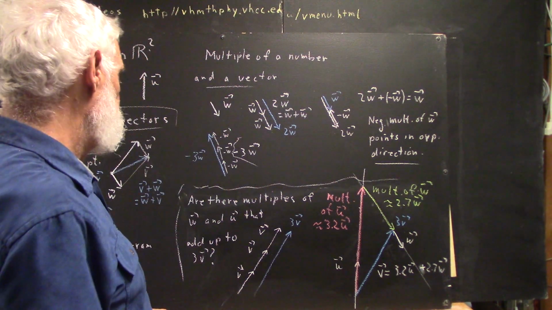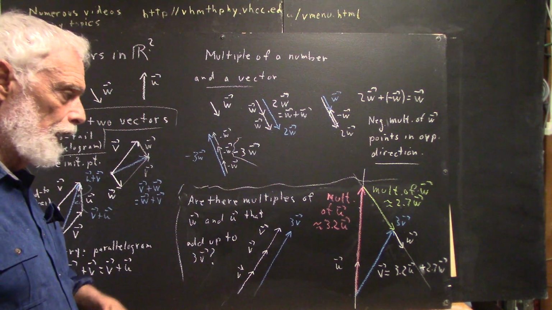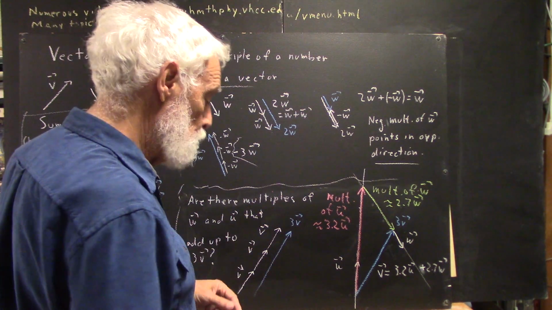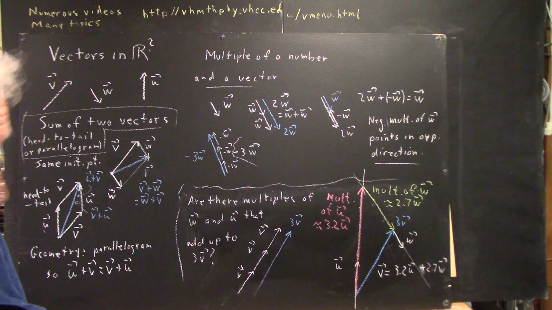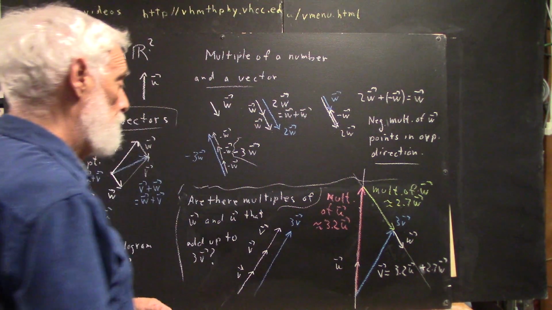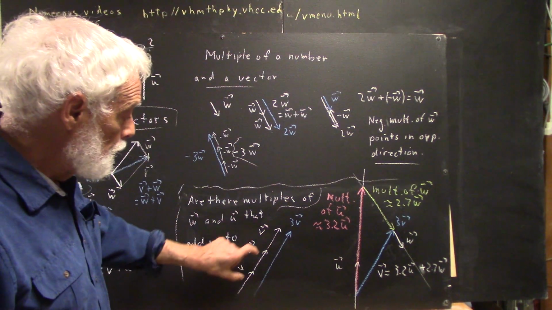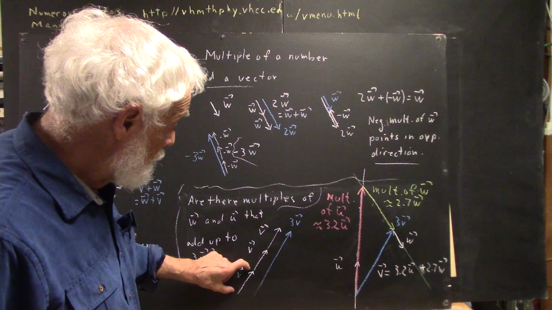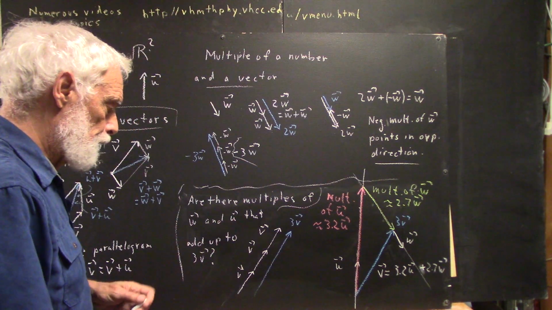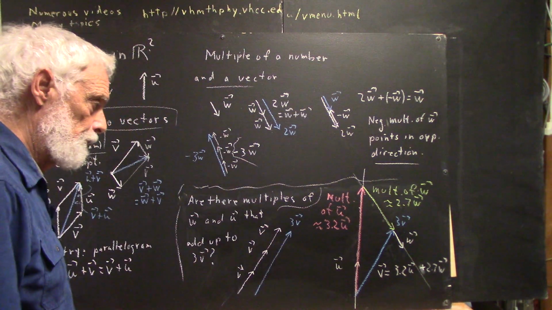Now, question. And this is leading to something pretty important. We have to kind of digress to answer this question. But the question is, are there multiples of W and U that add up to 3V? Well, what's that mean? Well, 3V means 3 V's. So here's a v, here's a v, here's a v, here's 3v. It's a vector that has the same direction as v, but 3 times the length or magnitude.